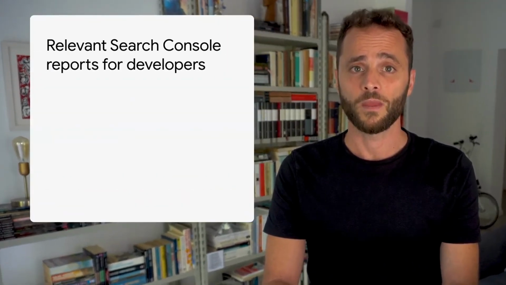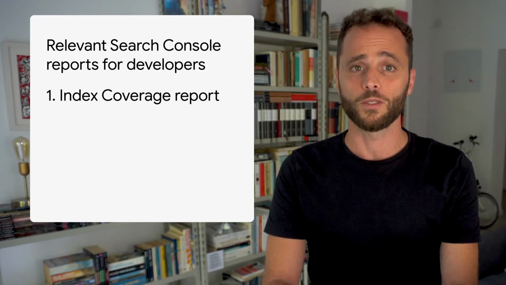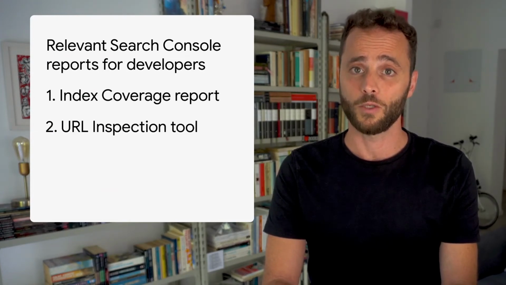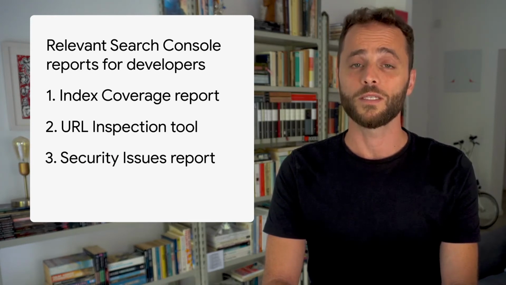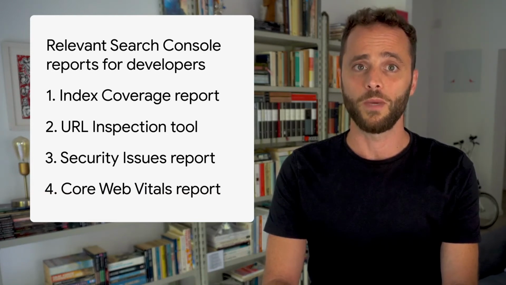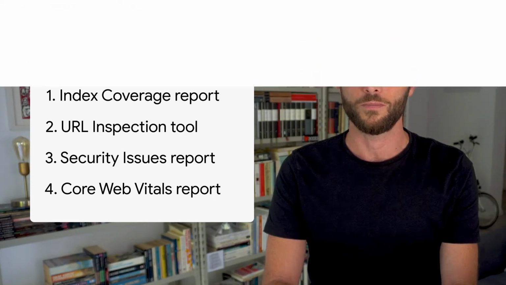In summary, use the Index Coverage Report to understand site-wide search indexing issues. Use the URL inspection tool to debug page-level search indexing issues. Use the Security Issues Report to find and fix issues affecting your site. And use the Core Web Vitals report to make sure your website provides a great page experience to your users.